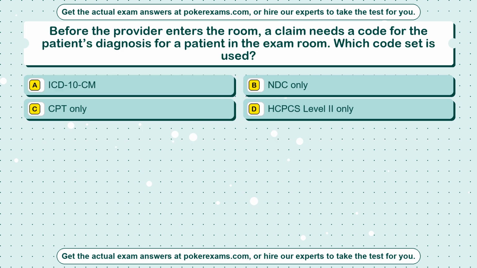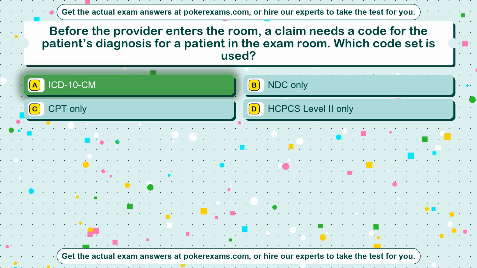Question 72. Before the provider enters the room, a claim needs a code for the patient's diagnosis for a patient in the exam room. Which code set is used? Option A, ICD-10-CM. Option B, NDC only. Option C, CPT only. Option D, HCPCS Level 2 only.